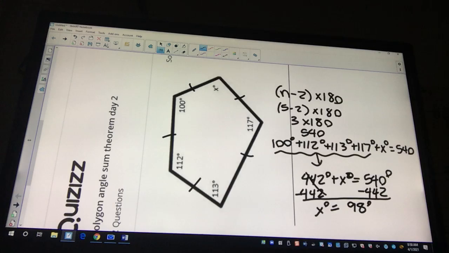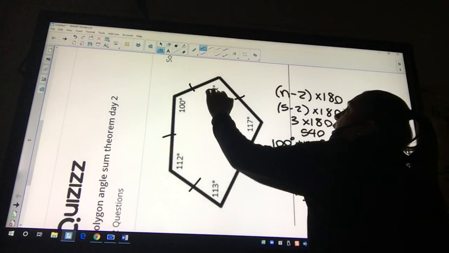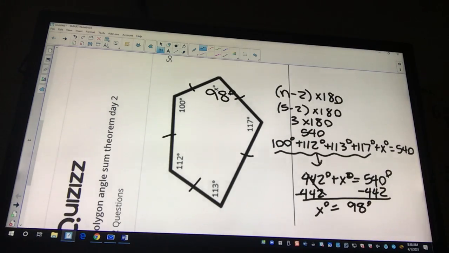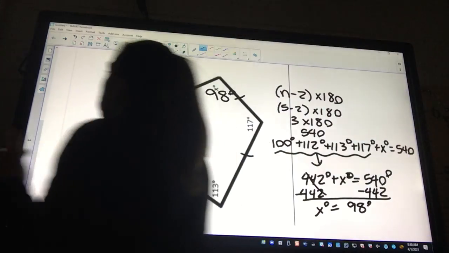Okay, so that's just like one that we did yesterday. You just put 98 on the x, right? Yeah, you can put a 98 here on the x. Alright. Okay, so go to number 3.